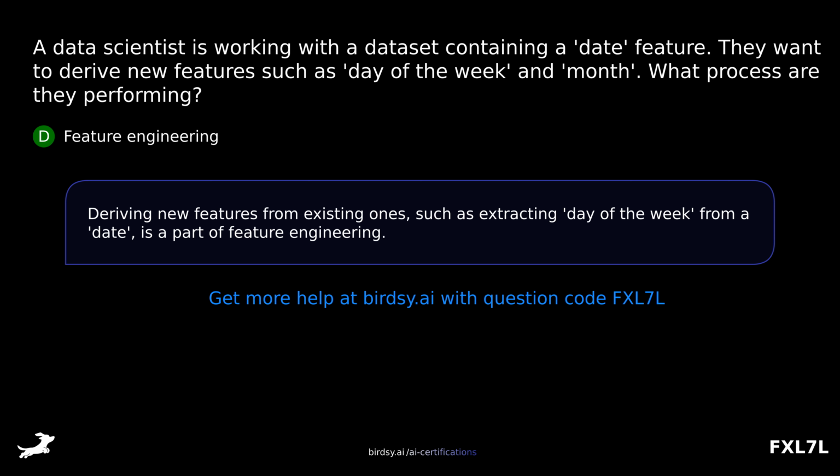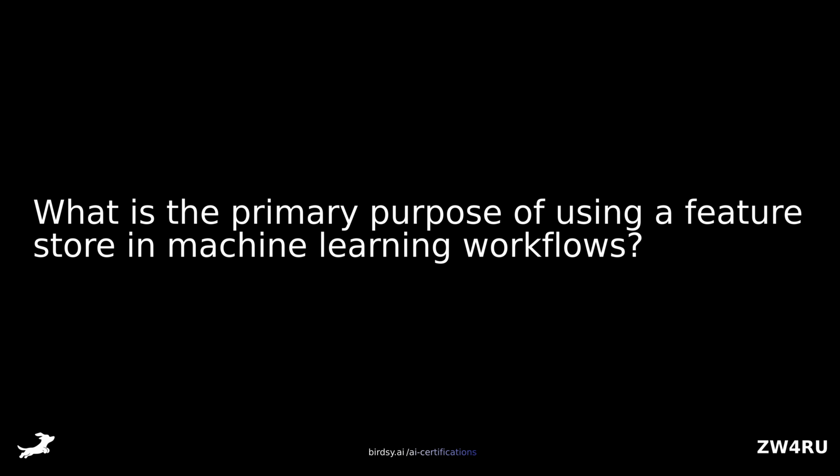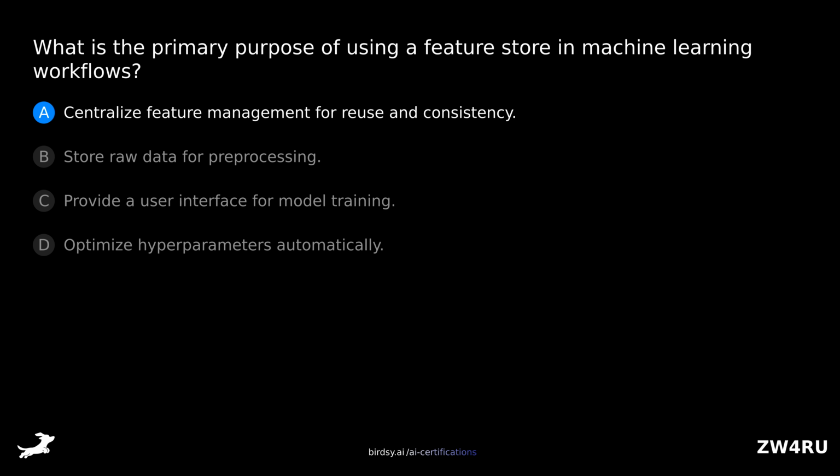part of feature engineering. Using Feature Store and Data Wrangler together, manage in-feature metadata and feature reuse. What is the primary purpose of using a feature store in machine learning workflows? Is it A, centralize feature management for reuse and consistency? B, store raw data for pre-processing? C.